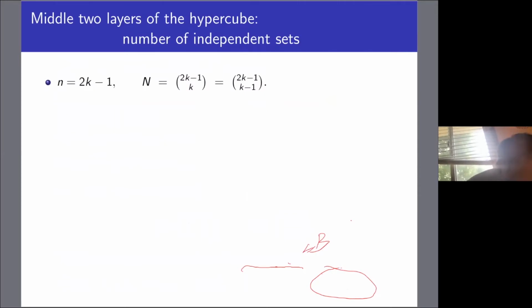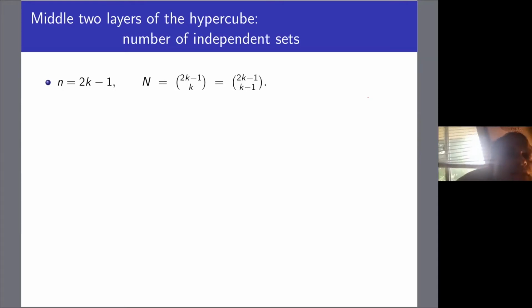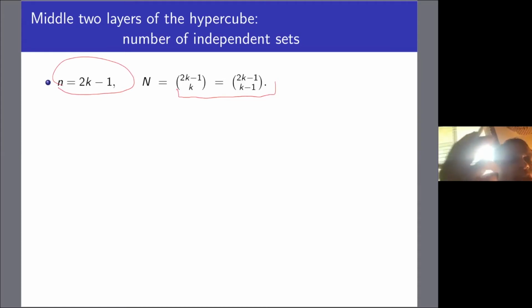And most of the rest of the talk will be about the middle two layers of the hypercube. Like in the previous page from Erdos-Rado, I get into just the two layers. So I restrict myself to a ground set of size 2k minus 1, and I look at k element sets and k minus 1 element sets, and we put an edge if one set contains the other.